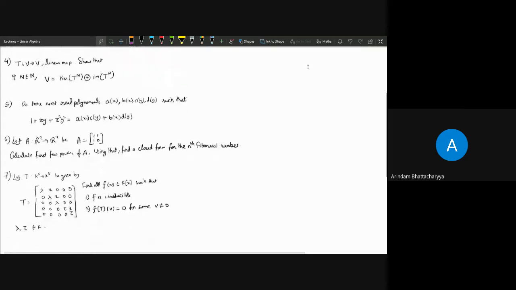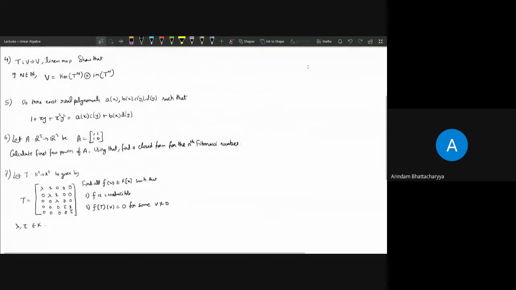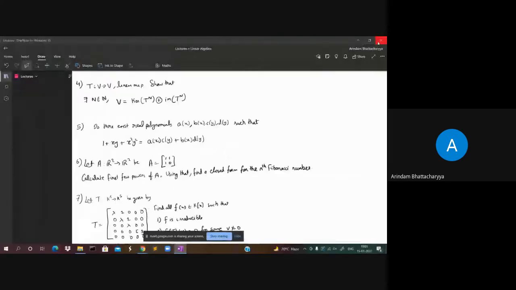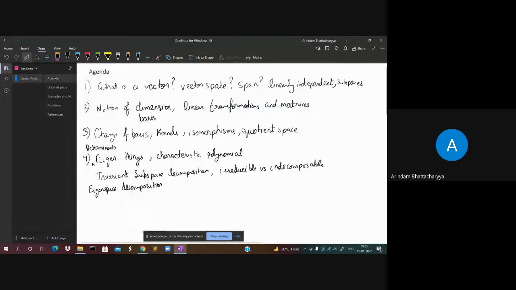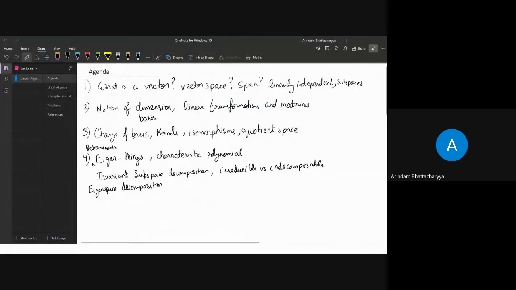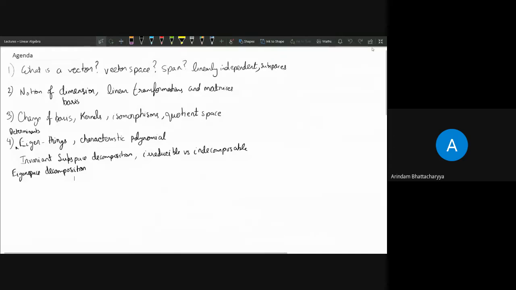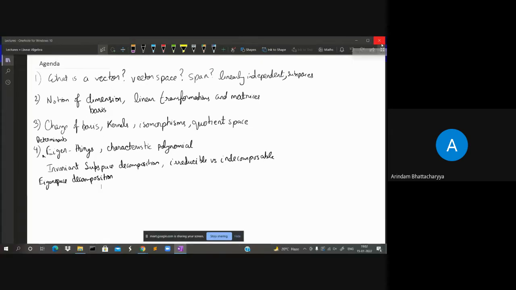So again, these are the problems, and yeah, let's start the lecture. So this is my rough plan for today. We will try to cover as much of it as we can and do some problems along the way.